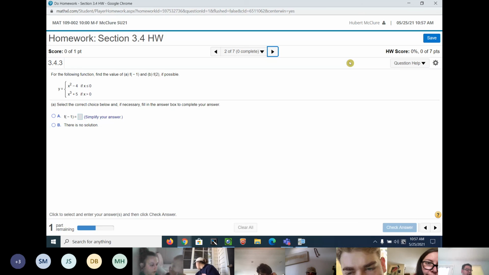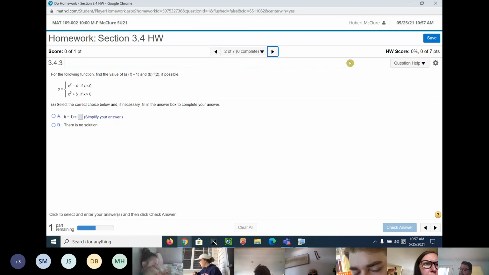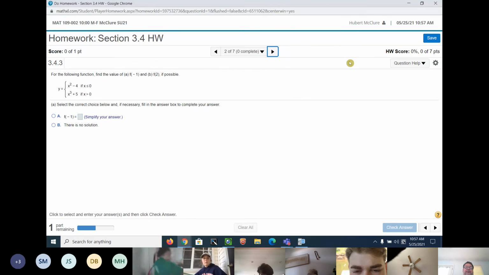I'm going to do that in another color. Let's do that in green: x squared minus 4, for x less than or equal to 0. And then we'll do the other in lilac: x cubed plus 5, for x greater than 0. All right, I want you to graph those two on a piece of paper.